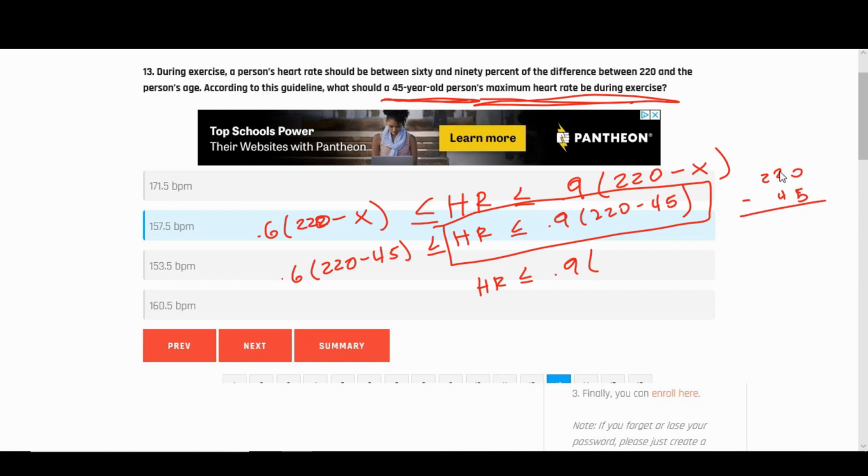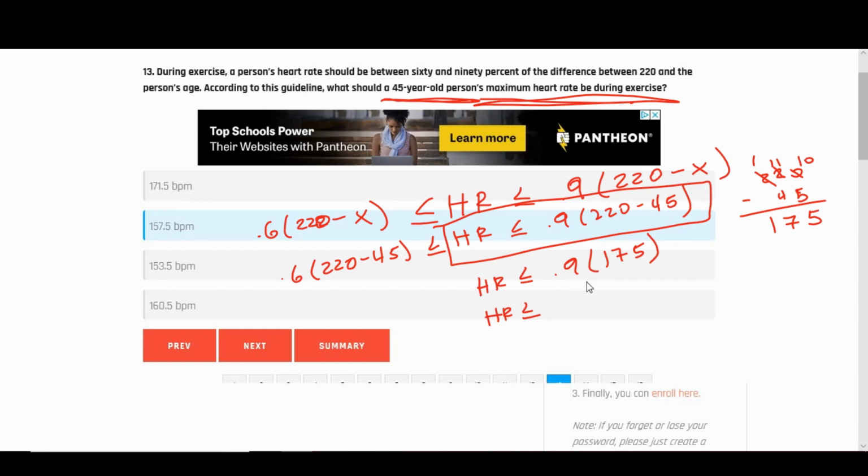0 minus 5 we can't do. We have to borrow a 1. This becomes 10. 10 minus 5 is 5. 1 minus 4 we can't do. We have to borrow a 1. This becomes 1. This becomes 11. 11 minus 4 is 7. 1 minus nothing is 1. So 220 minus 45 is 175.